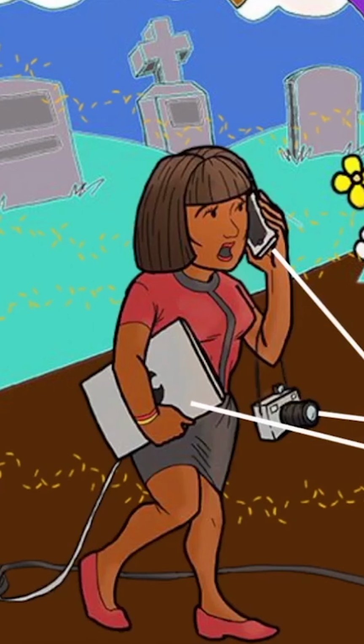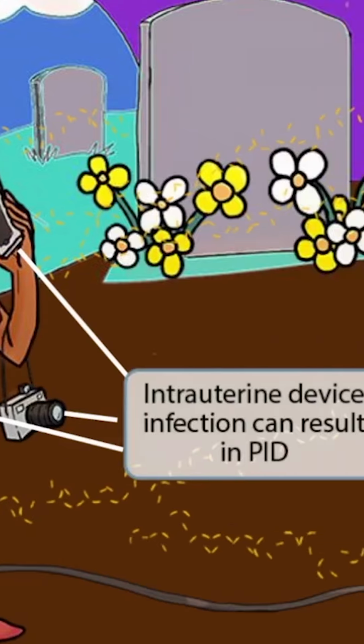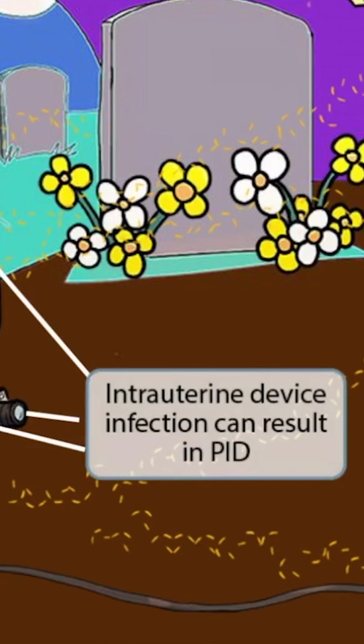Next, notice that we've shown the director's assistant, who appears to be very overworked. Look at her holding a laptop in one hand, a camera on her other arm, and simultaneously talking on the phone. I think she deserves a raise. Anyway, all of the devices she's holding should help you remember that Actinomyces can cause pelvic inflammatory disease in the setting of an infected intrauterine device. So, devices: intrauterine device infection can result in PID.